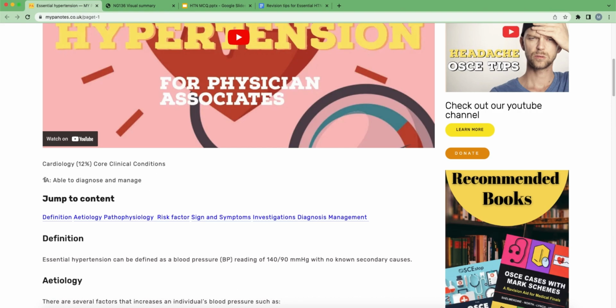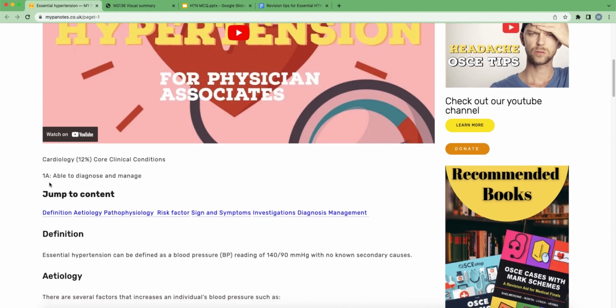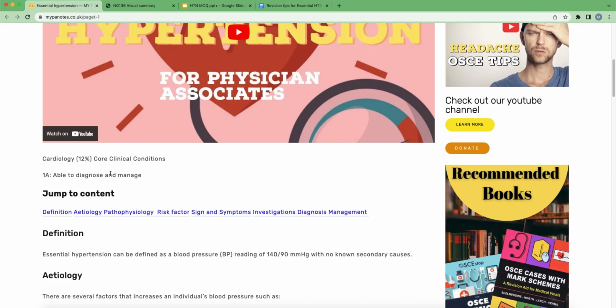On top of that, it is a 1A condition. So a PA should be able to diagnose and manage these kinds of patients. In my current post, I am the hypertension lead, so I see a lot of hypertension patients. I have to be very familiar with essential hypertension, how to manage the patient, diagnose, refer, and so forth. So what I'm trying to say is, you have to be very comfortable with diagnosing and managing hypertension.